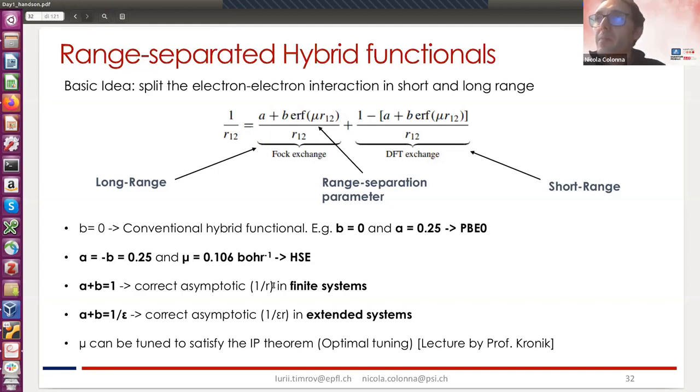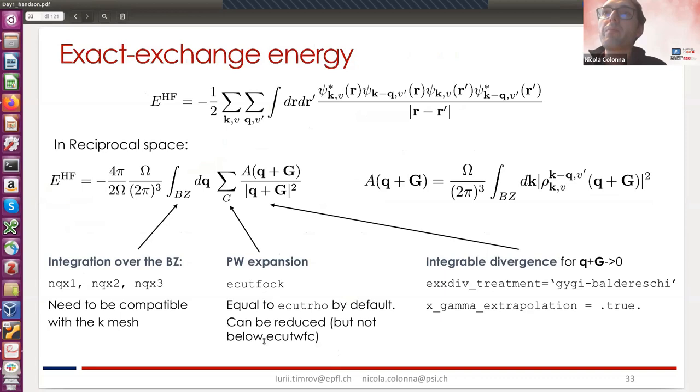So in a system in vacuum. If you have instead a perfectly periodic crystal, the asymptotic behavior is no more 1/r, but it's 1 divided by epsilon r, where epsilon is the macroscopic dielectric function of your system. So you have some exact conditions to impose in such a way as to choose in a reasonable way some of the parameters. Still, you have some free parameters like the range separation, and you can either fit on experimental data, or, as Professor Kronig was showing, you can also impose or tune this parameter enforcing the ionization potential theory.